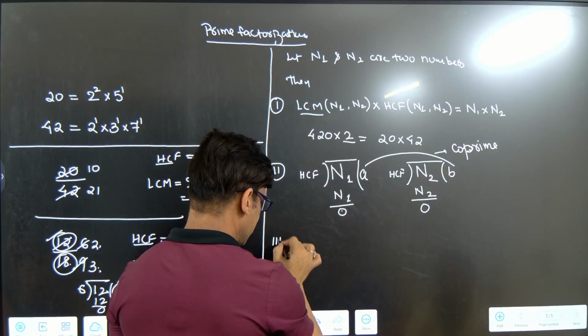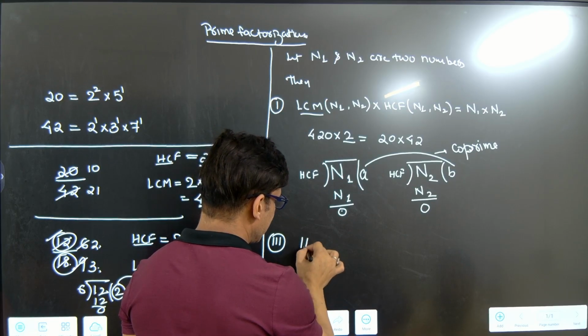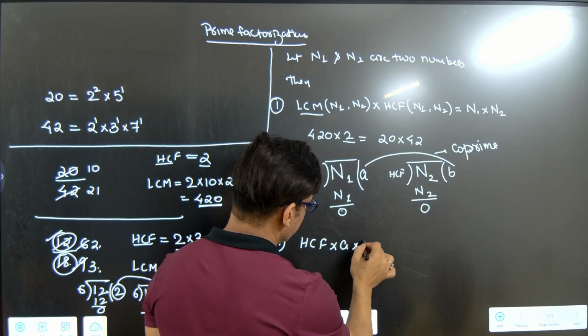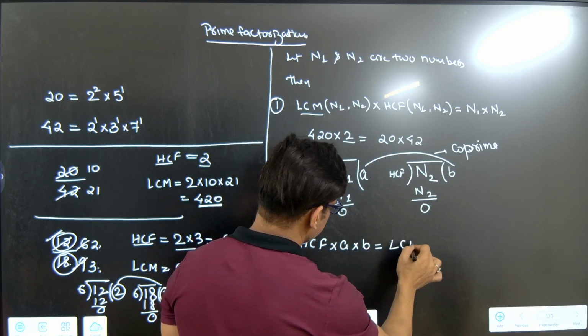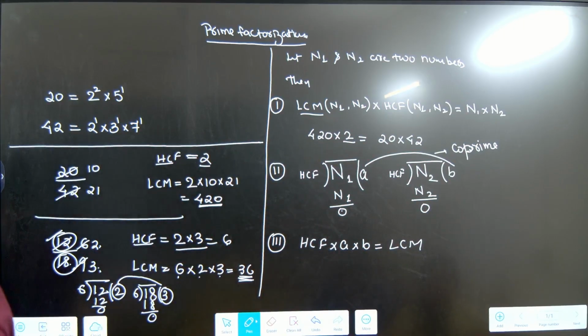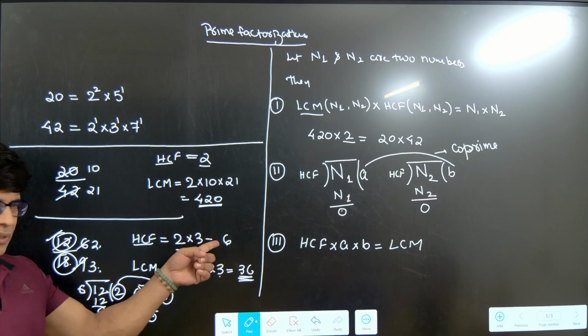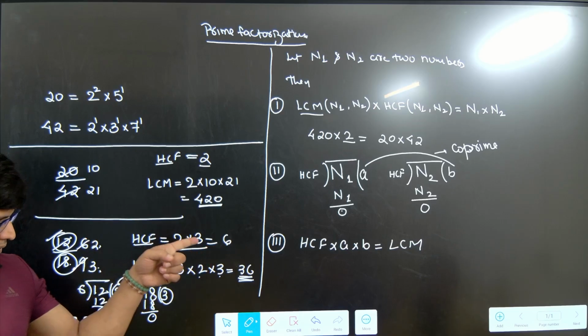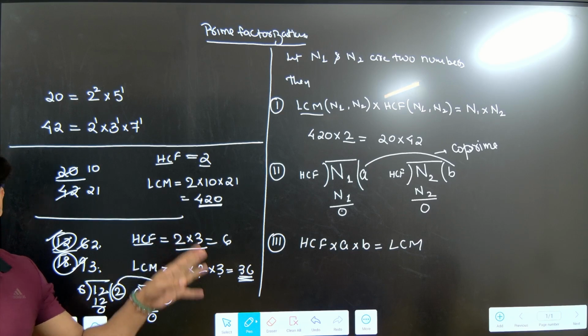Third thing in this only, if you multiply HCF with A and B, it gives you LCM. I'm exactly doing the same thing here. Way of writing is different. See this, 6 HCF, 2, gives you LCM.